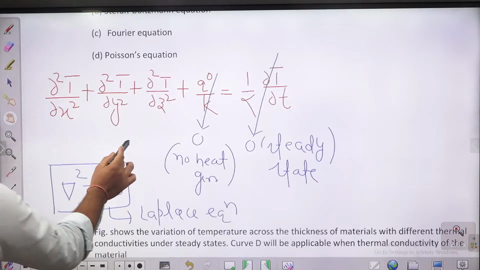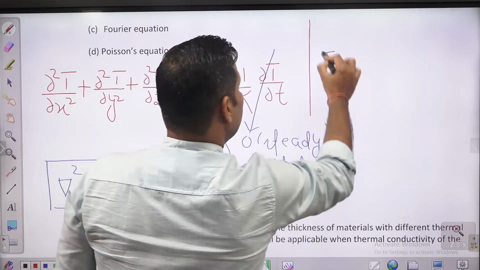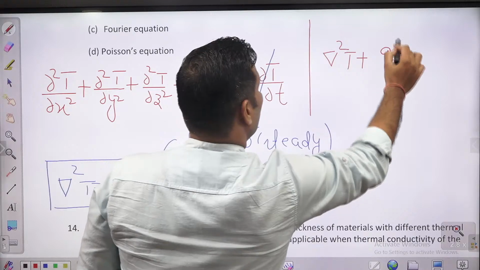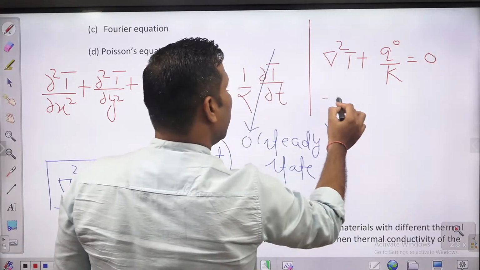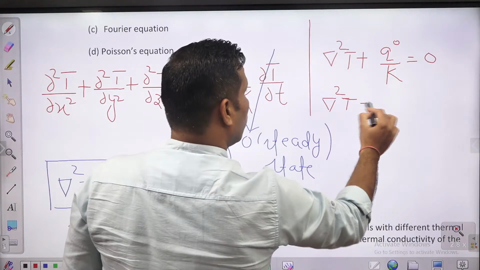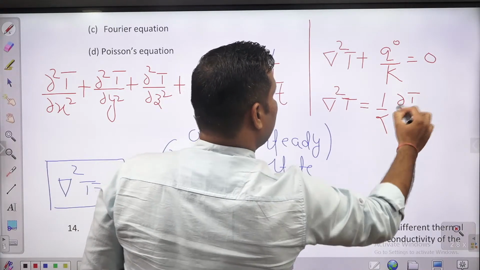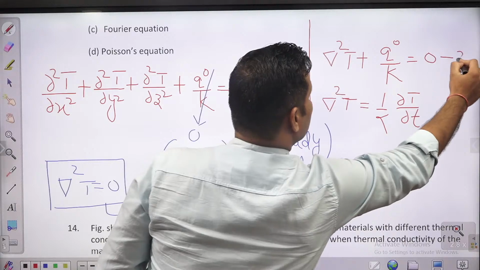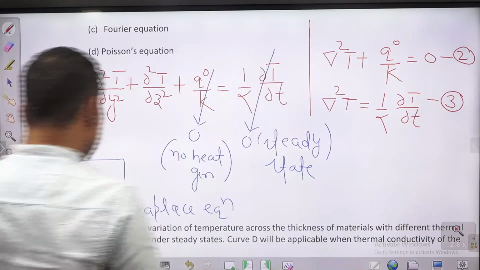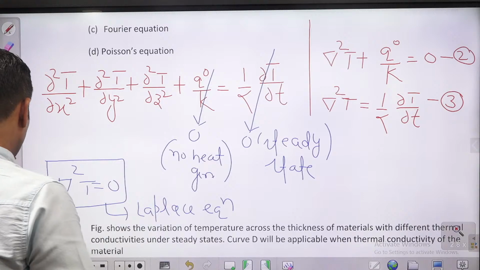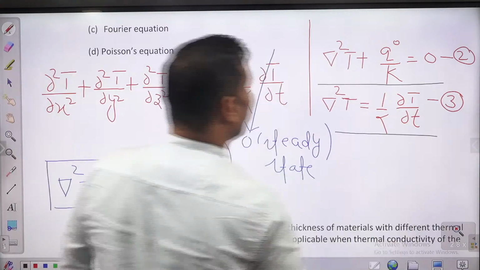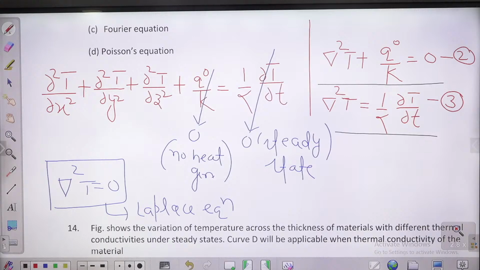Can you tell me what this equation is? Del 2T plus q dot by k equal to 0, this particular equation, and del 2T equal to 1 by alpha del T by del t. Can you tell me the names of the second and third equations? This particular equation is known as Laplace. Fine. What is the name of equations 2 and 3? Please answer. Yes. Equation 2 and equation 3: del 2T plus q dot g by k equal to 0, and the bottom one del 2T equal to 1 by alpha del T by del t.